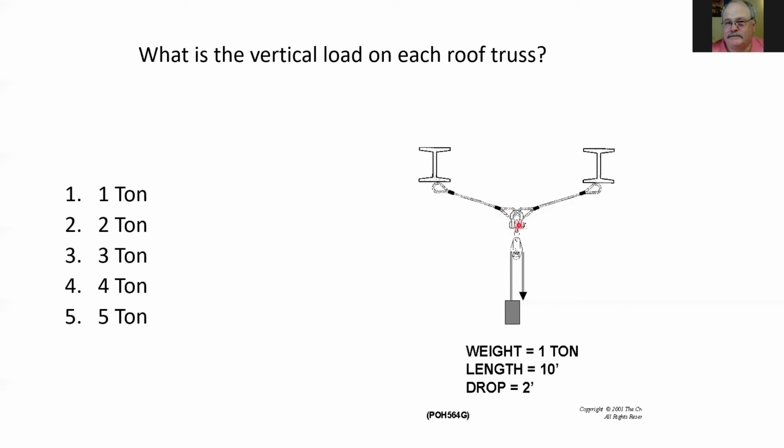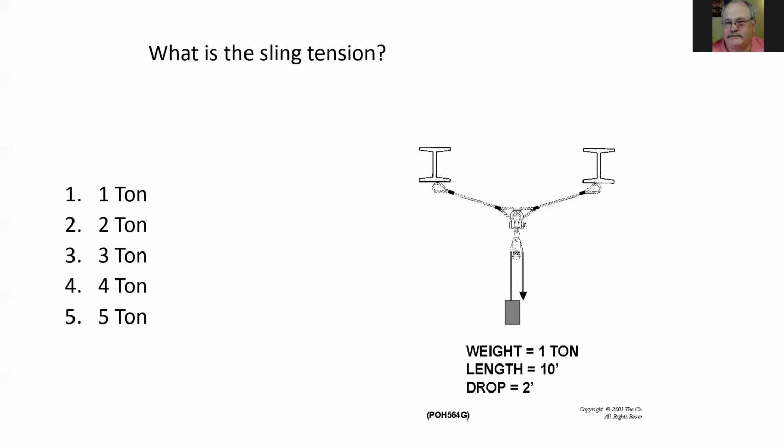Okay, well, if we have 2 tons of load on this shackle right here, then we split it. Each sling here is 10 foot long, which means we're equidistant to the center of gravity. This truss is seeing 1 ton, and this truss is seeing 1 ton. Now here's the big question. Each truss is seeing a vertical force of 1 ton. What is the force on the sling?